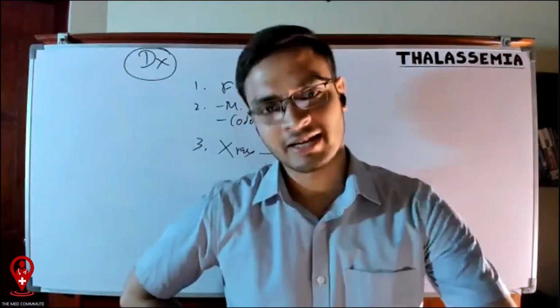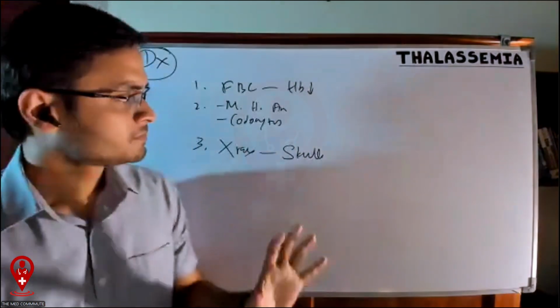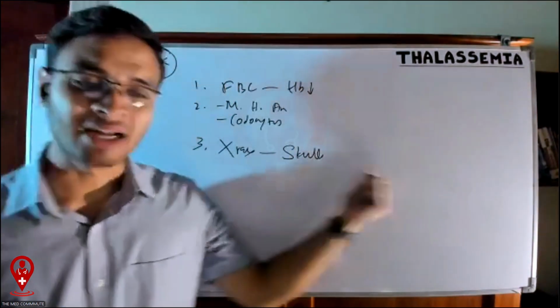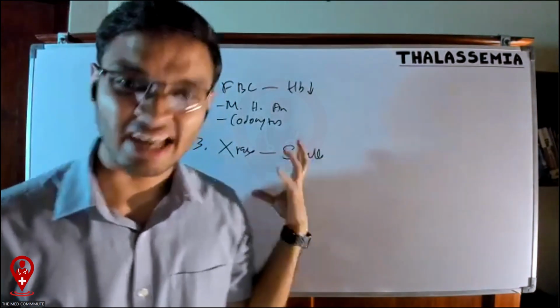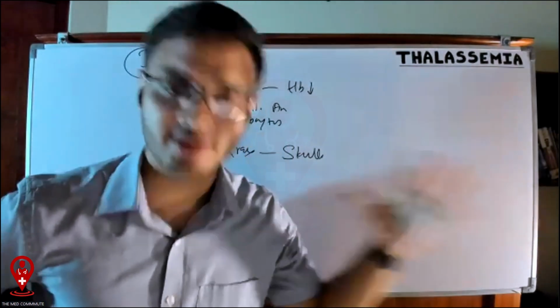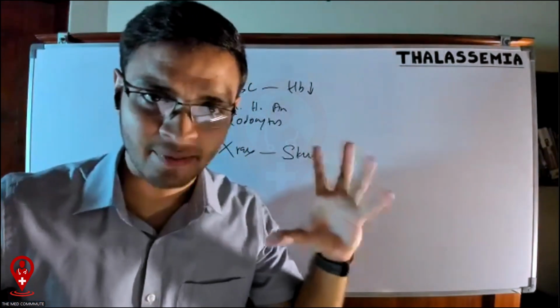Yeah, the diagnostics, the X-rays. Okay. Then, now, what do you all think? These skull changes, these prominent maxillary changes in X-ray and all, will you all see them in thalassemia traits? No. You mainly see these in thalassemia majors, right?